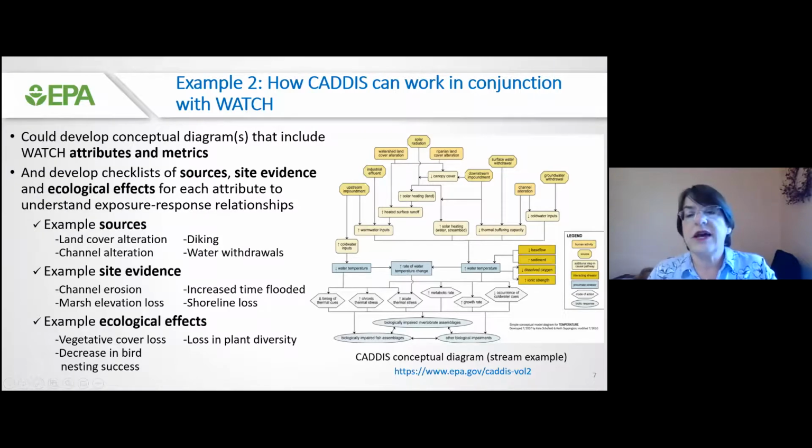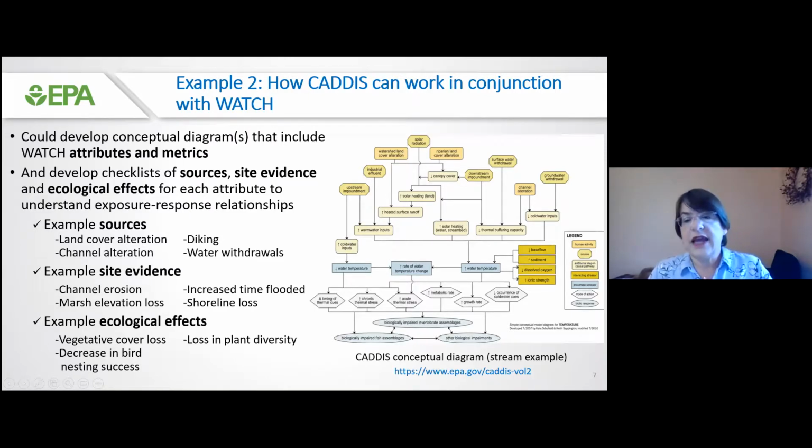And this would correspond to some of the site evidence of stress that you're seeing in your sites, like channel erosion, marsh elevation loss, et cetera. And then at the bottom here, you have your biotic responses or your ecological effects. And this is where you're seeing your actual marsh biotic changes, vegetative cover loss, loss in plant diversity, et cetera.